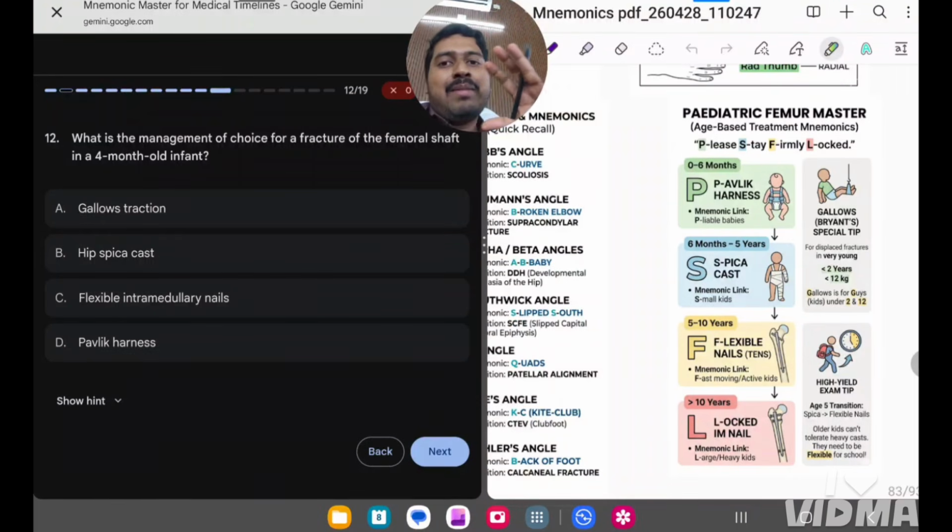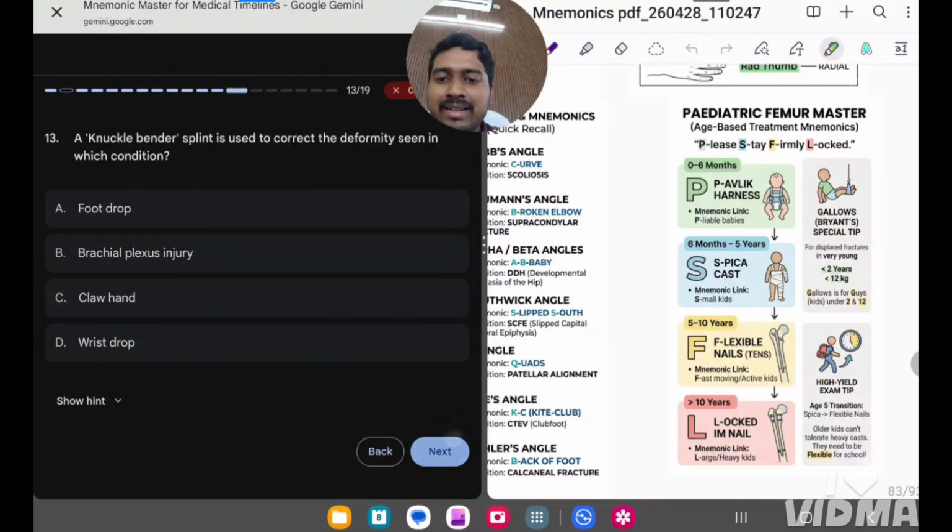So how to remember? Pliable soft babies. Okay, that is less than 6 months. Then the small kids, that is spica cast. Next is fast kids who run between 5 to 10 years. Okay, for them we have flexible nails, and more than that we have locked nails. So in this case, for 4-month-old infant, we'll go with the Pavlik harness.